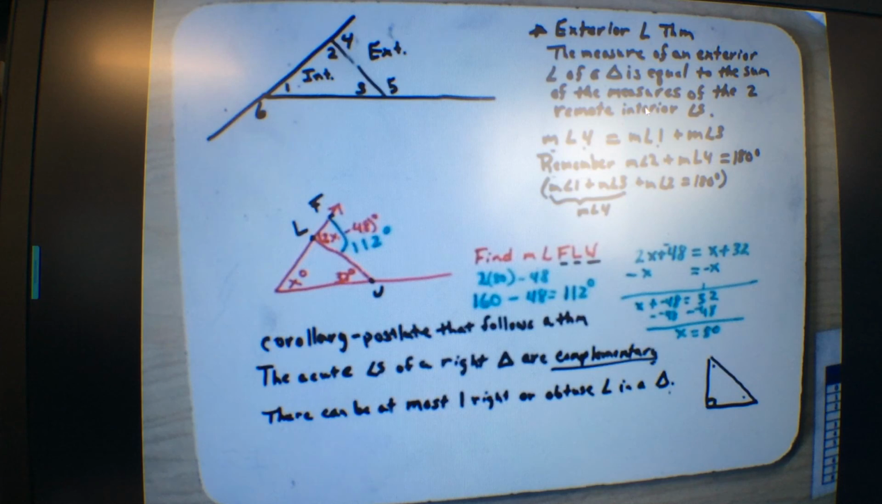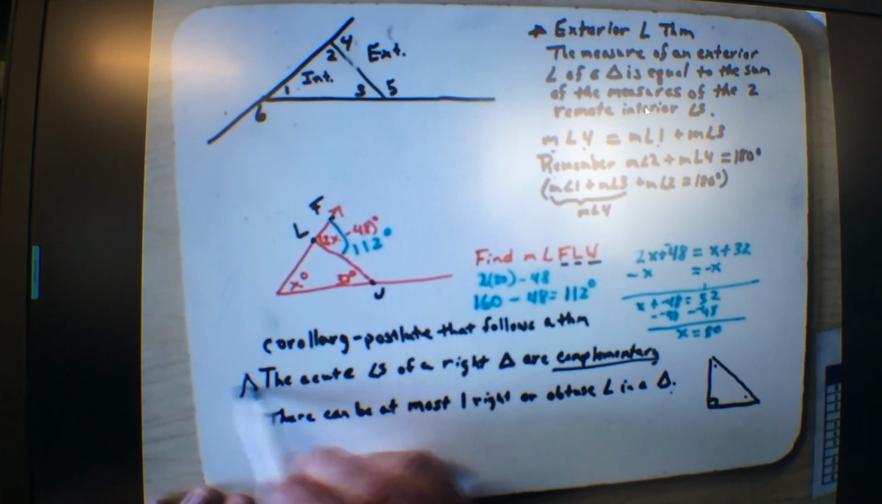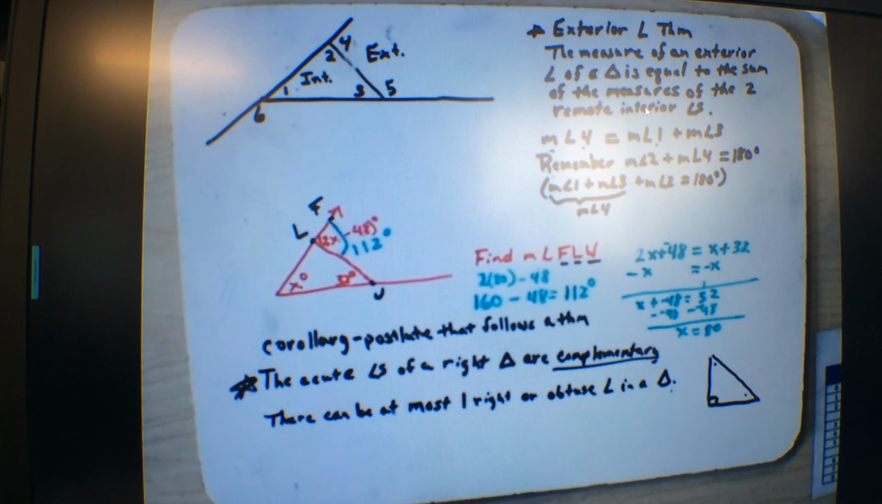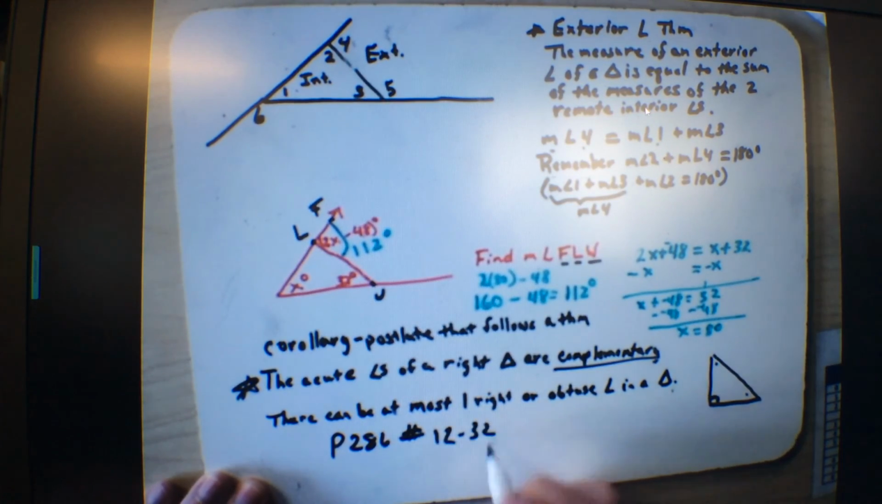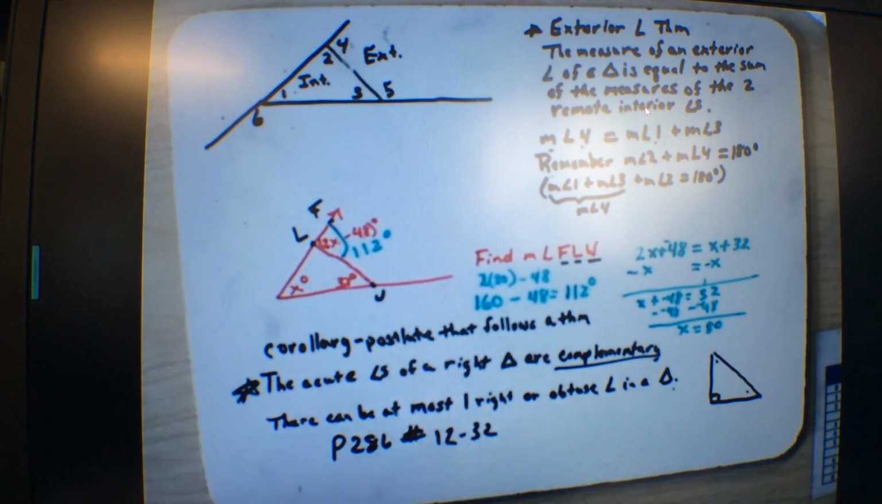Now, of the two, this one you use the most: the acute angles of a right triangle are complementary. Okay, so now we're ready for the assignment. You're going to be doing types of problems that you've already done. We're on page 286. I'll have Cheney write it up on the board. Page 286, numbers 12 through 32. It is due tomorrow. I'm giving you plenty of time to work.